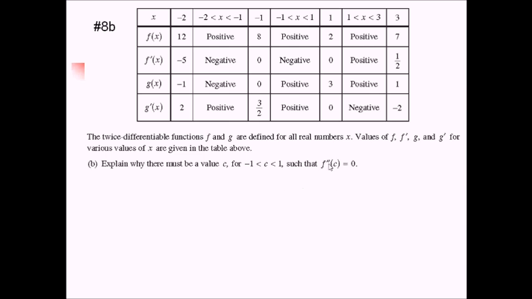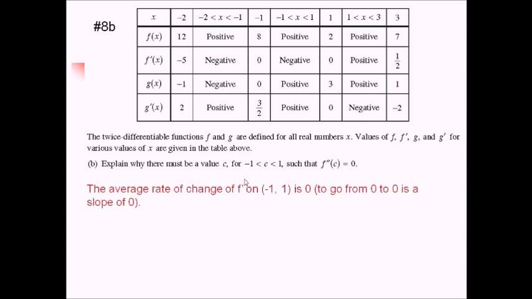So let's start by talking about the average rate of change for f prime. And that'll tell us a little bit about the derivative of f prime. So between -1 and 1, which is the interval they're talking about, we're going from 0 to 0 for f prime. That means you're going to have an average rate of change of 0. So your average rate of change of f prime on -1 to 1 is 0. To go from 0 to 0, you have to have had an average slope of 0.